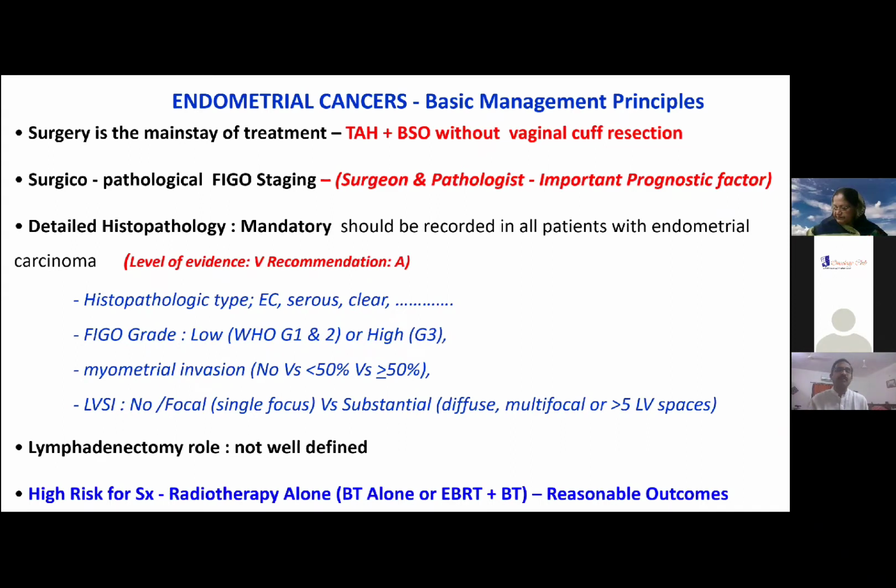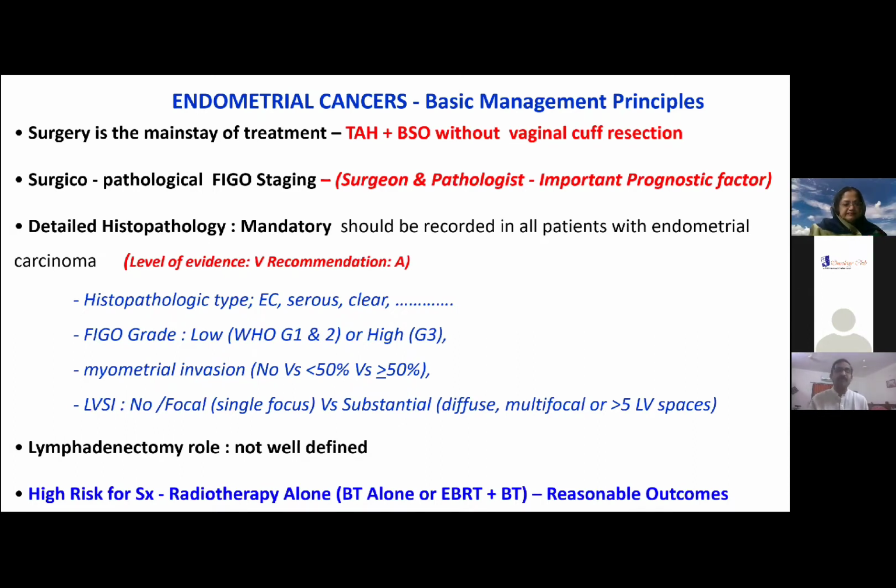In short, the histopathology definitely should include the histopathology type: endometrioid, serous, clear cell, etc. Then the next important factor is the grade. In the past, we had WHO grade 1, 2 and 3. Now FIGO has come up with a binary classification into low and high grade, the low being WHO grade 1 and grade 2, high being grade 3. The next important factor is the depth of myometrial invasion, less than 50% or more than or equal to 50%.